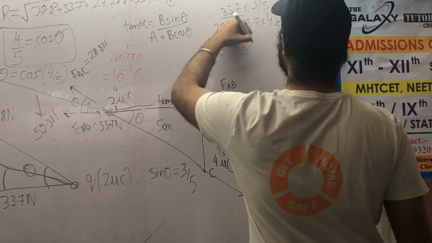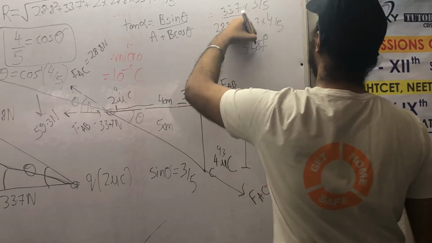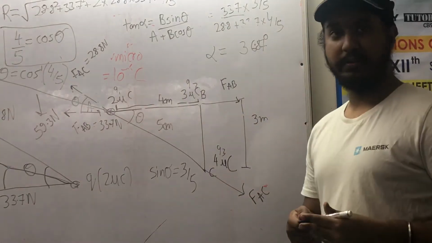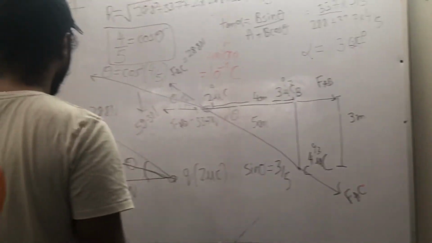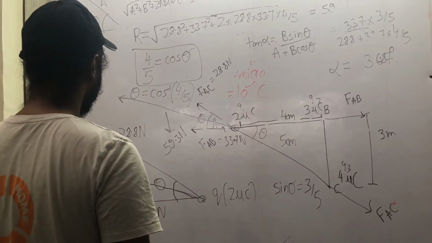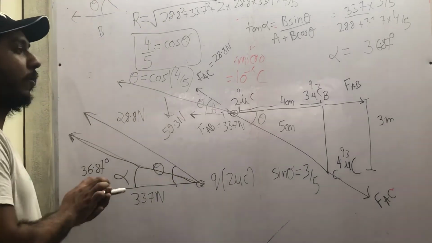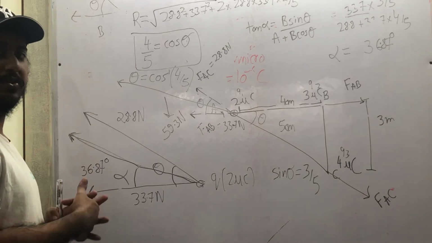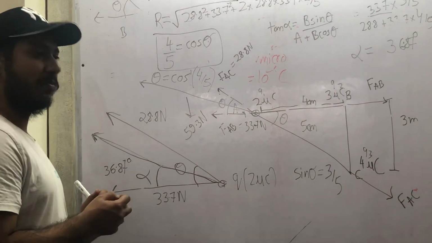36.87, you can try this. This is the answer, but we are not talking about the answer. The concept is the important thing here. So alpha will be 36.87 degrees. This is in general how you will solve these questions of Coulomb law. This is the general way to solve these questions. I hope this concept is clear.